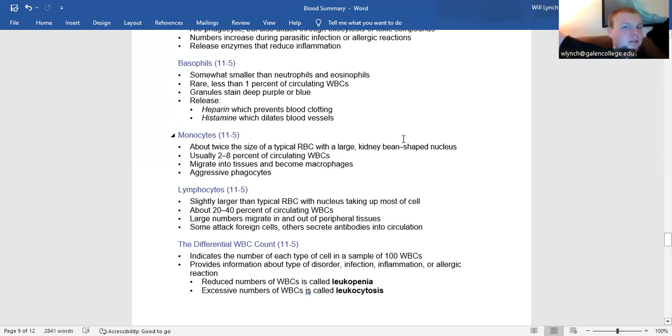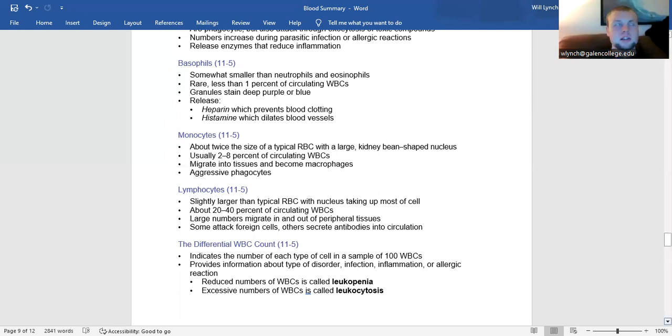They're going to be able to migrate into tissues, and when they do migrate into tissues, they're going to be converted to macrophages, and they become the tissue-resident macrophages that we find in various sections. They are very aggressive in their phagocytosis, whether they be monocytes or macrophages. They will go ahead and ingest any sort of foreign substance that they come across.